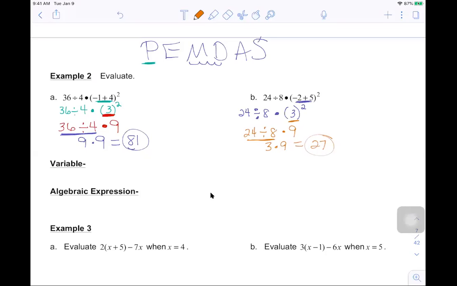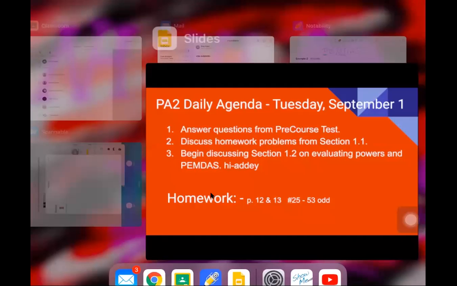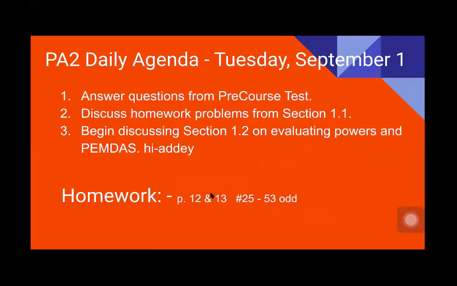So I'm going to go back to my initial slide just to remind you what the homework is. It's pages 12 and 13 in your book, 25 to 53. This is also posted in Google Classroom. Please make sure you write the original problem down and show work. You have to have work in order to receive credit for math, because in math, the process is more important than the answer. So I need to see how you're getting to that answer.